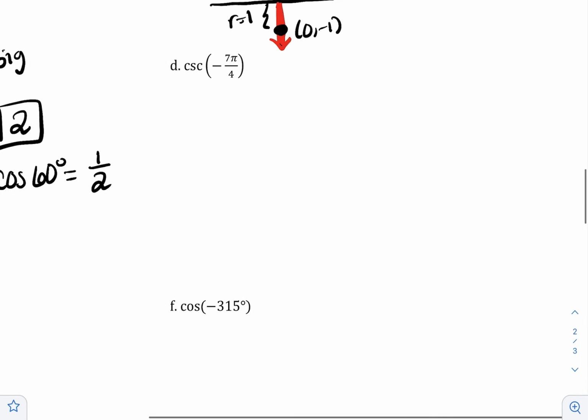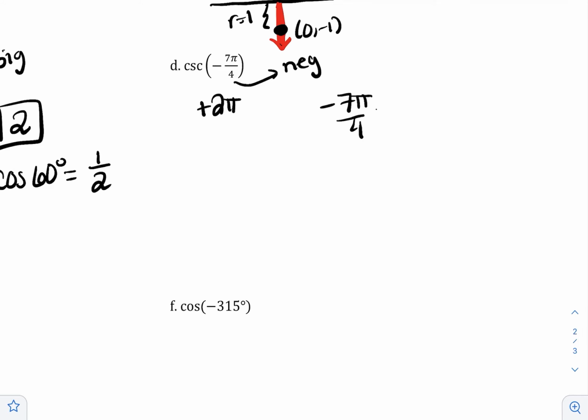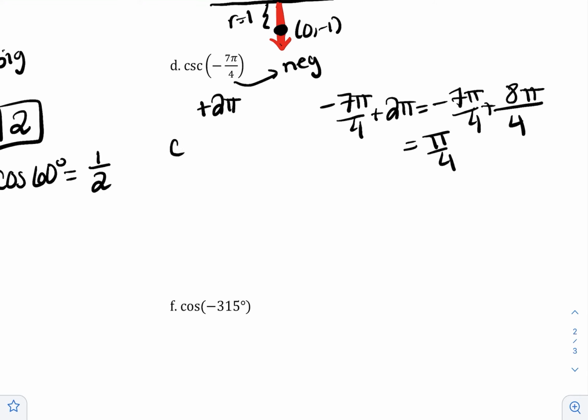Okay, next one. Okay, it's negative. I don't want that, so I'm going to add 2 pi. Again, on the side, negative 7 pi over 4 plus 2 pi is equal to negative 7 pi over 4 plus something over 4. So I need to multiply the top by 4, which will give me 8 pi over 4. So I have the cosecant of pi over 4, which is equal to the cosecant of 45 degrees.